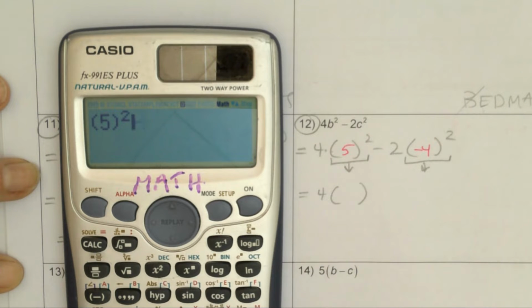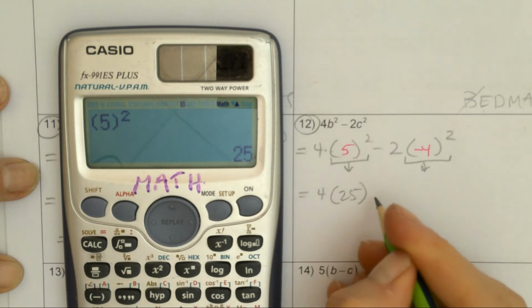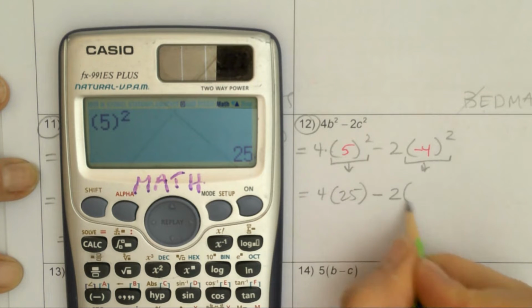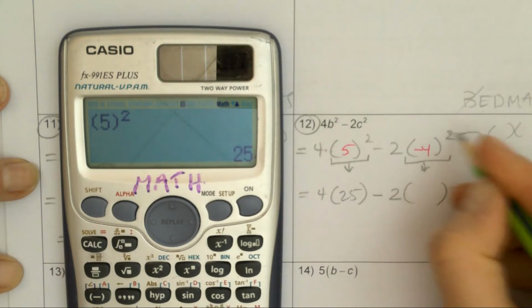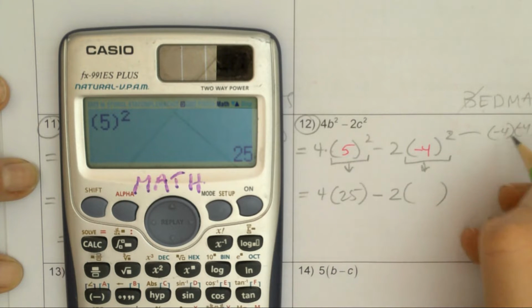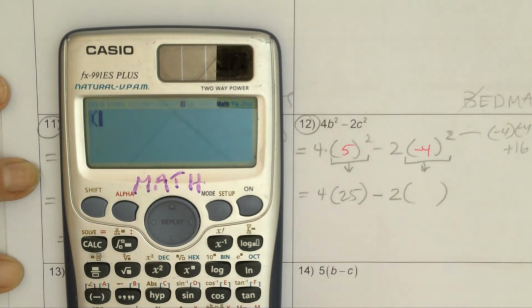Oops. So that's 25 minus 2. And this is, write the brackets twice, negative 4, negative 4. So negative times a negative is a positive, and it's 16. So let's check. Negative 4 squared. Yep.